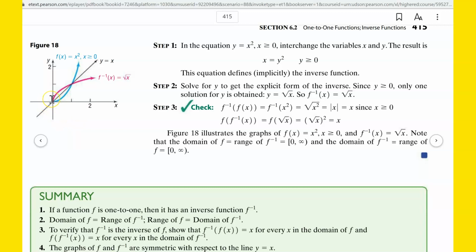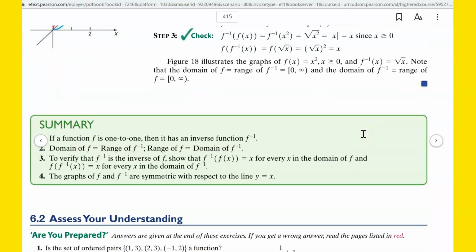So here is that graph. The right portion of x squared is right here in blue. And the inverse of that, the square root of x, is here in pink. And you can see, based on the symmetry, that they look like good inverses of one another.